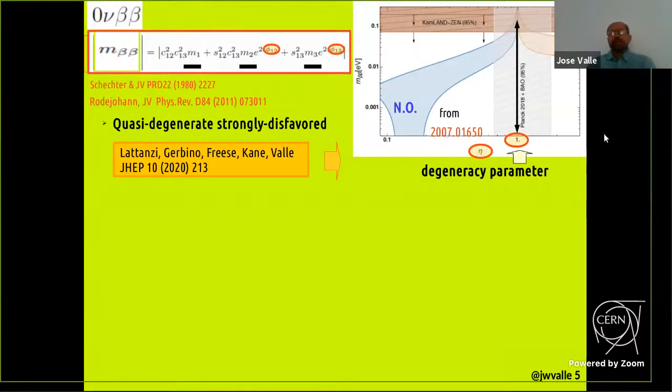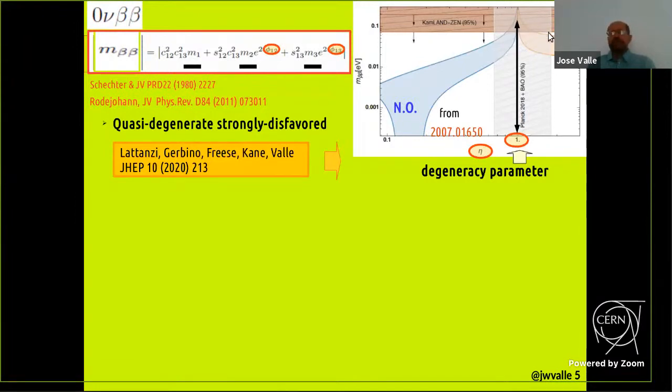Instead of plotting it versus the lightest neutrino mass, I express it in terms of this degeneracy parameter eta, a dimensionless parameter, so that when it equals 1, neutrinos are strictly degenerate. In real life, this is just an idealized limit. One must depart either to the left, that's the normal ordering band, or to the right, the inverted ordering band.